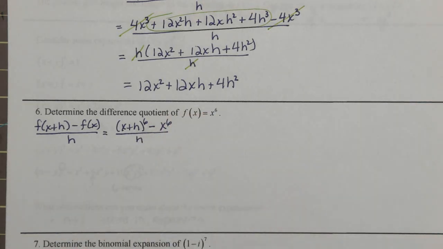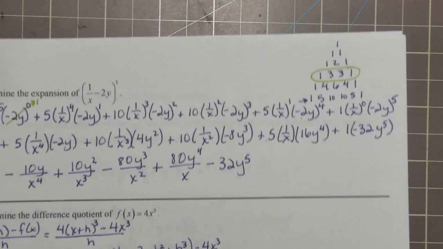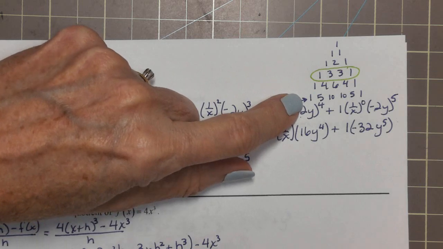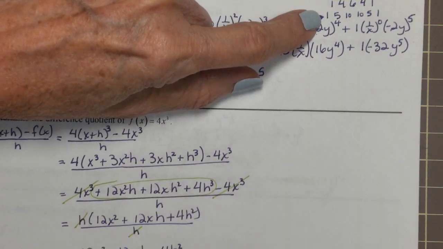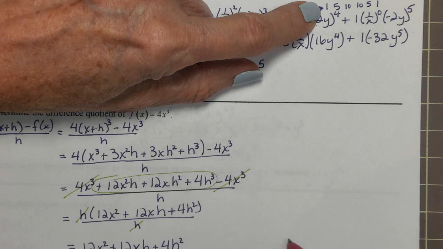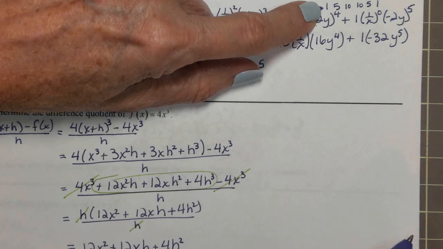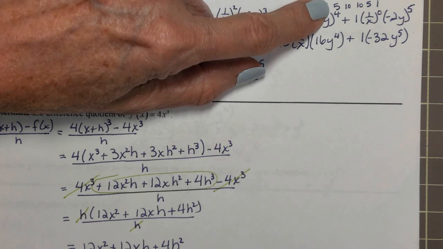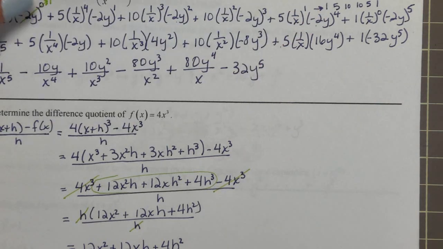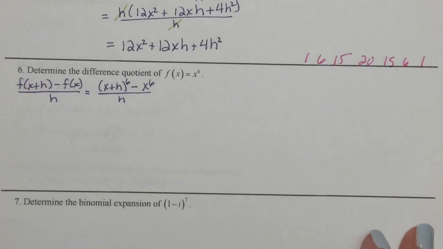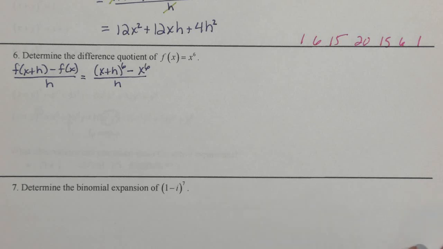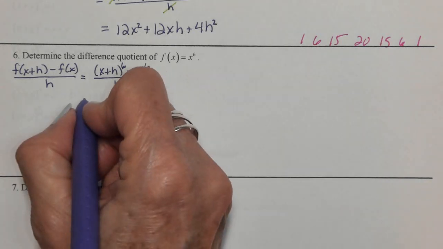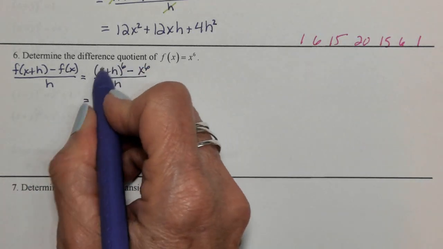Okay, I'm going to come off to the side because I need to do one more row of Pascal's Triangle. Up here I went to row 5, and so I'm going to do one more row down here. I'm going to copy it down. It's going to be 1, 6, 15, 20, 15, 6, 1. I just did one more row of Pascal's Triangle. So when I expand this binomial, I'm going to have that.